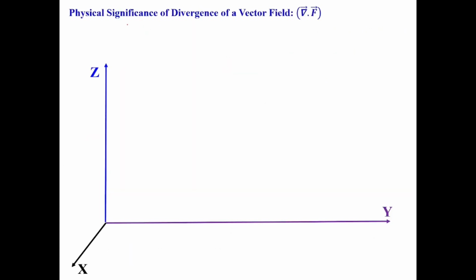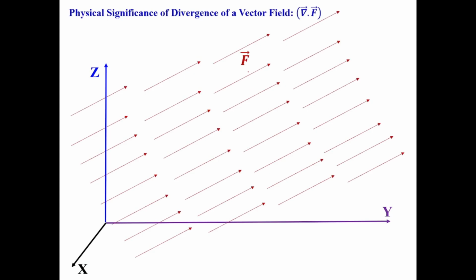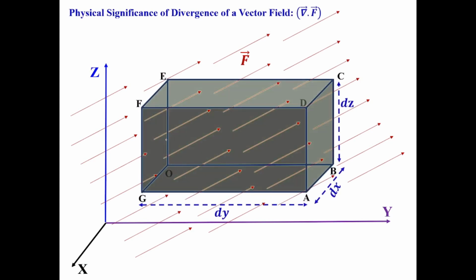Now we are going towards the physical significance of divergence of a vector field. For that, consider a 3D plane, a three-dimensional coordinate system in Cartesian format. In this, we consider a vector field named F. Then we consider a parallelepiped, that is O, B, A, G, F, E, C, D, having length dx along the x-axis, dy along the y-axis, and dz along the z-axis.